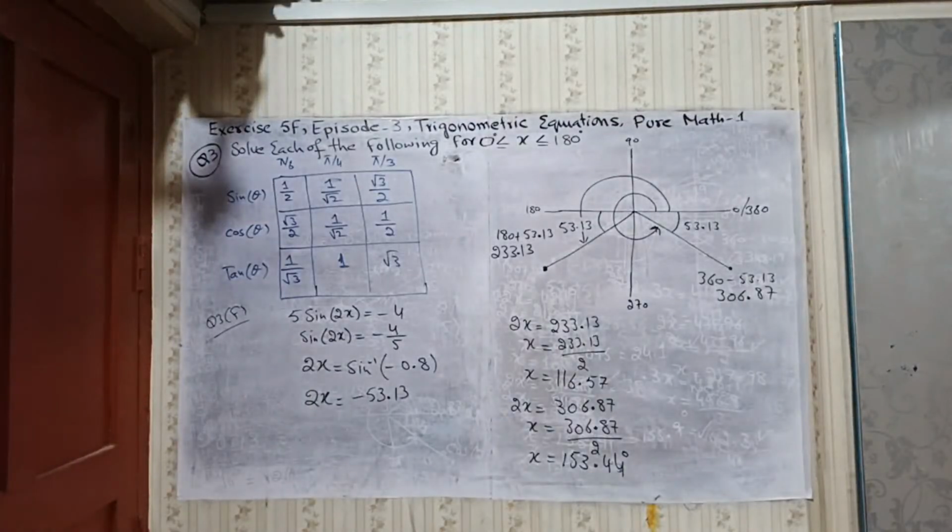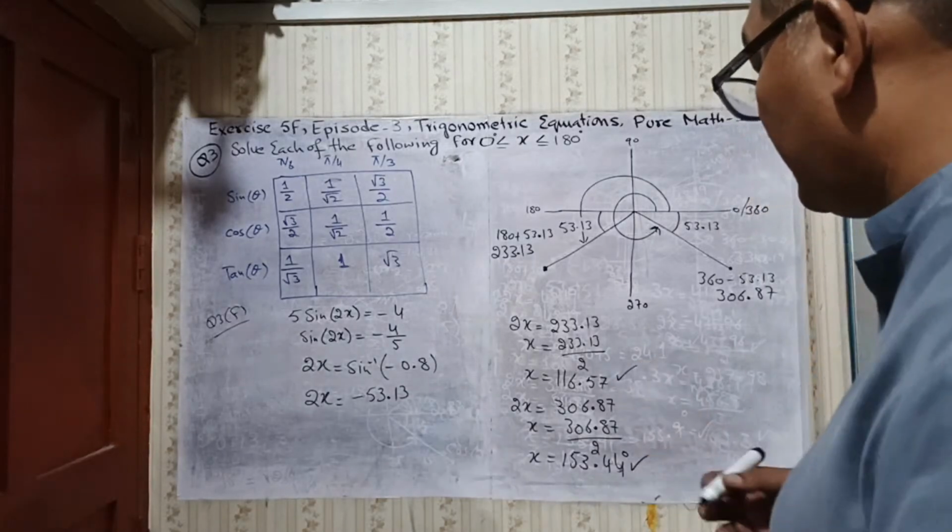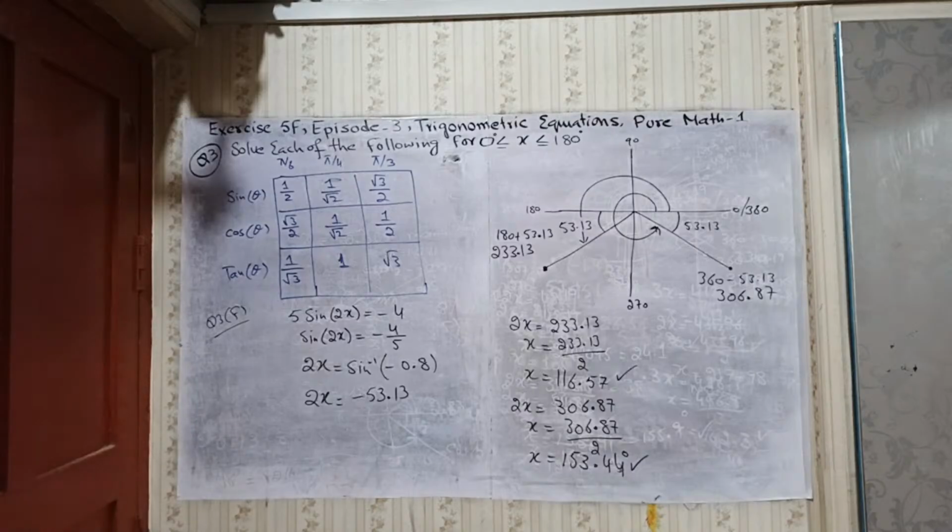So let's check if our answers are right, sir. Question number 3, and we have done the F part. The answer is 116.6. Yes, the answer is right. And 153.4. The answers are right, sir. So our answers, 116.6 and 153.4, are right. This is how you can do question number 3 and its F part.